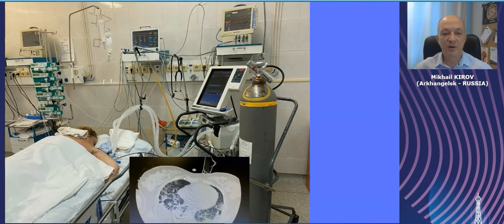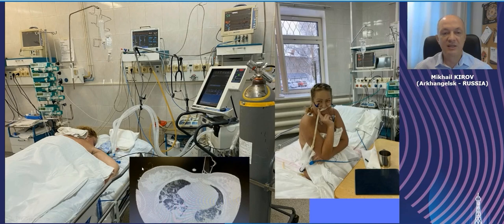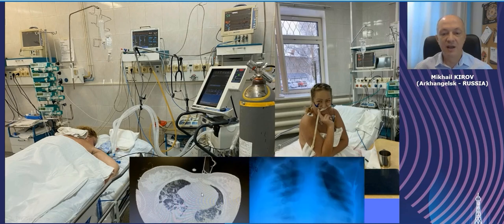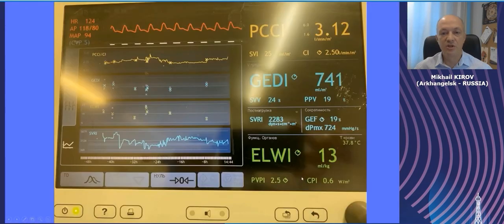This is an example from our ICU case showing the lady with severe ARDS after COVID and cesarean section with severe lung damage requiring nitric oxide and other novel therapies, and the lady after extubation receiving high-flow oxygenation.